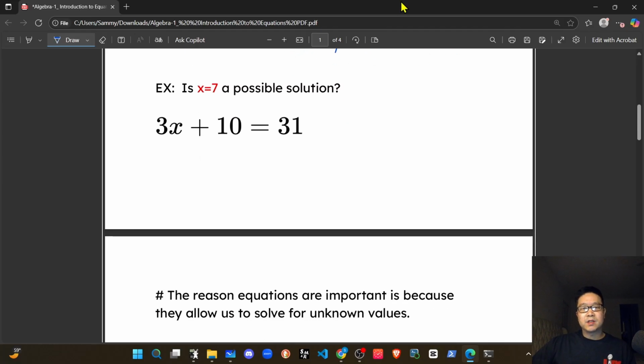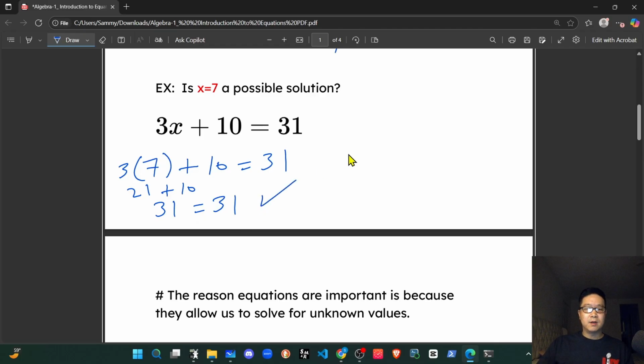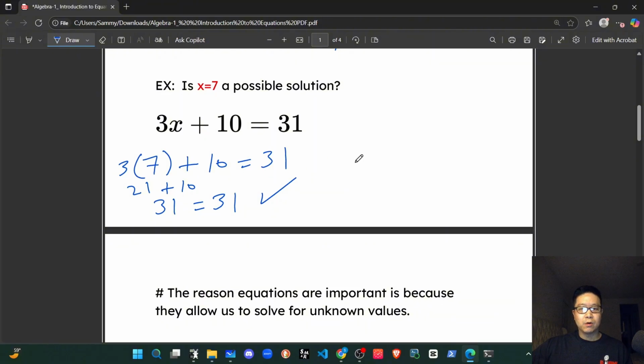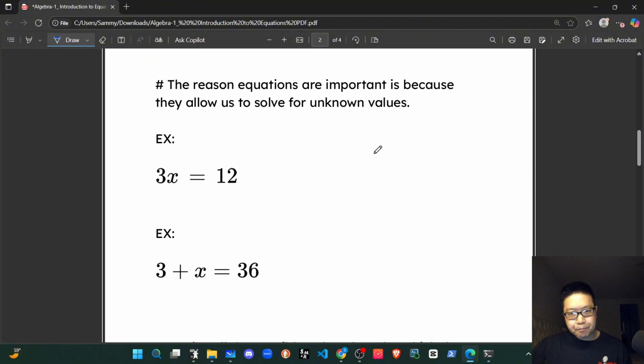Next, is x equals 7 a possible solution of this equation? Again, let's substitute. So we have 3 times 7 plus 10 equals 31. And let's see if this is true. So 3 times 7 is 21 plus 10. That's going to be 31 on the left side. And we have 31 on the right side. Therefore, we have a true equation. 31 does equal 31.